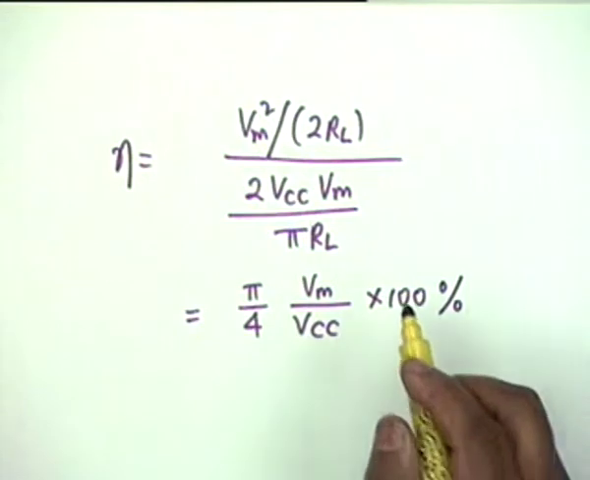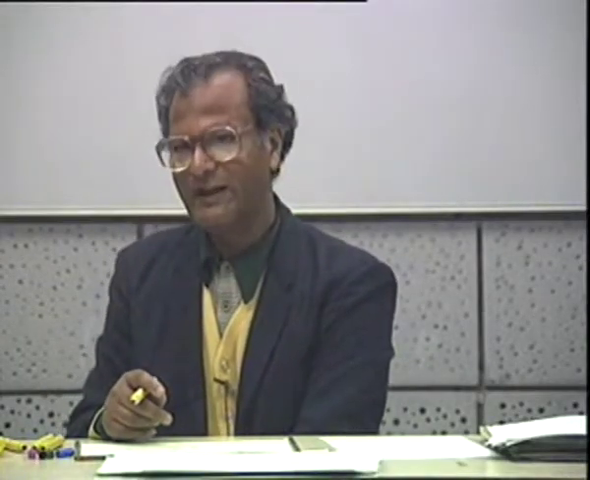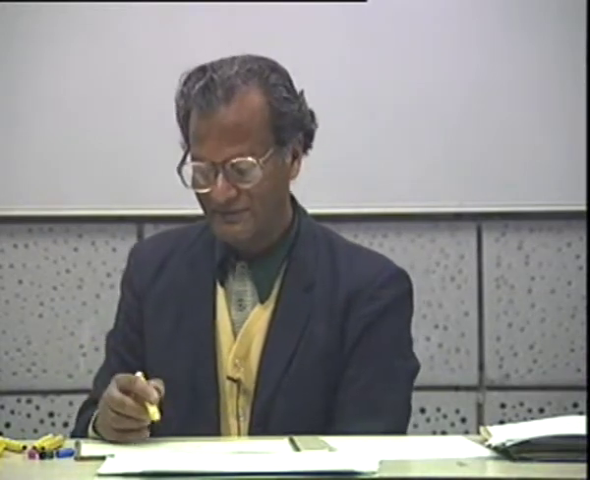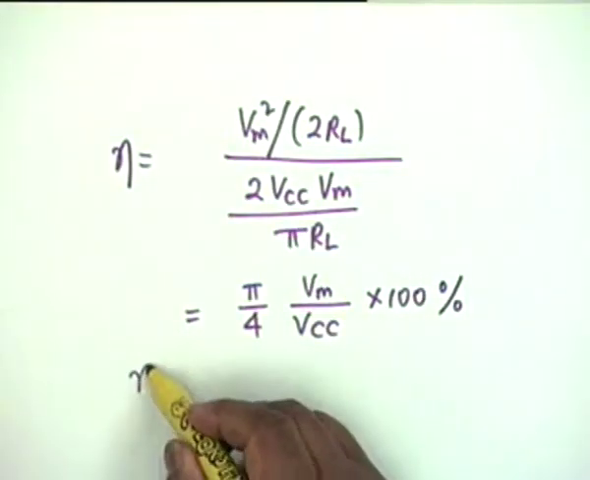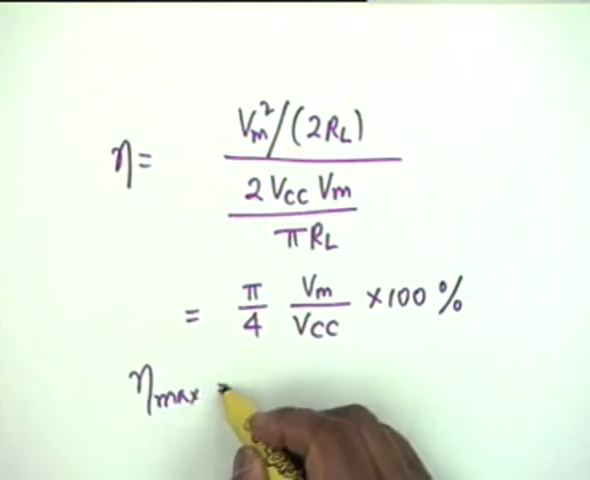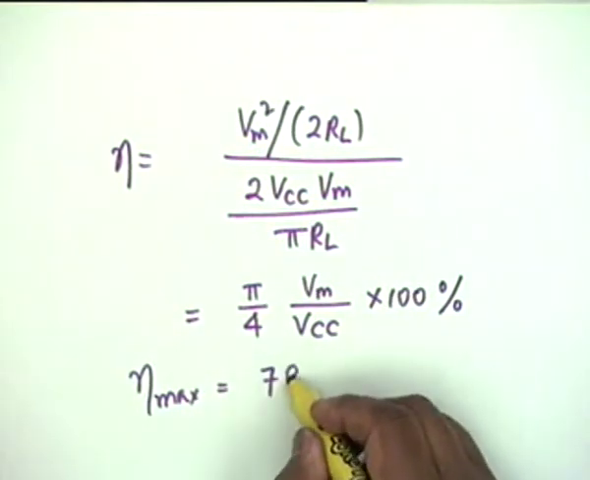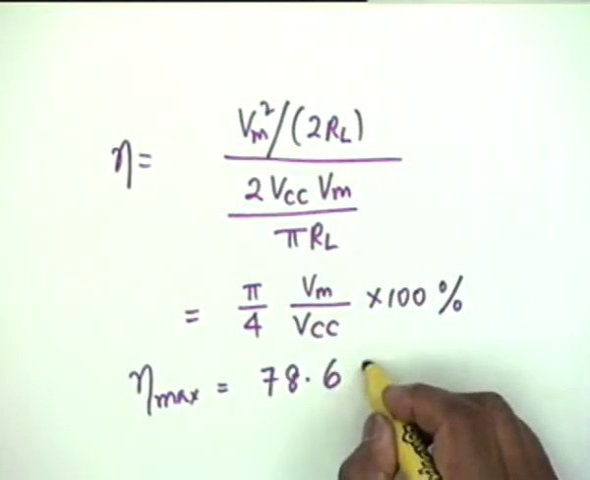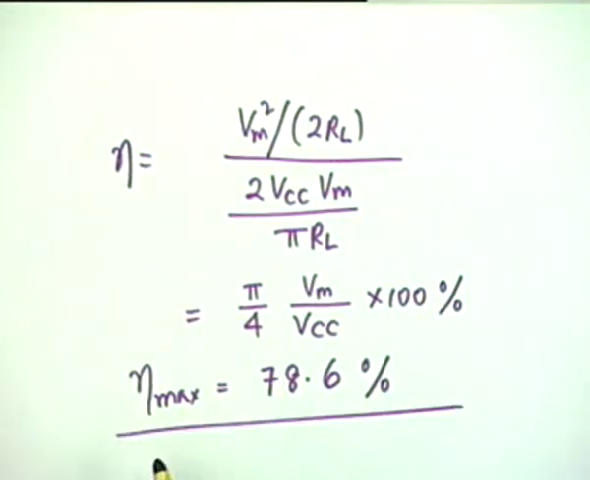Okay, and you also know that the maximum swing that is possible at the load is VCC. Vm, absolute maximum, is VCC. Therefore, eta max is pi by 4, which is 78.6%. That is the major advantage of a class B amplifier.